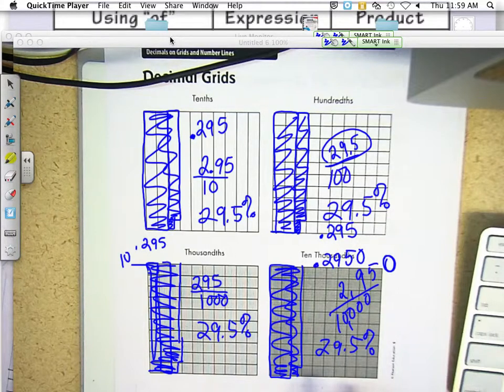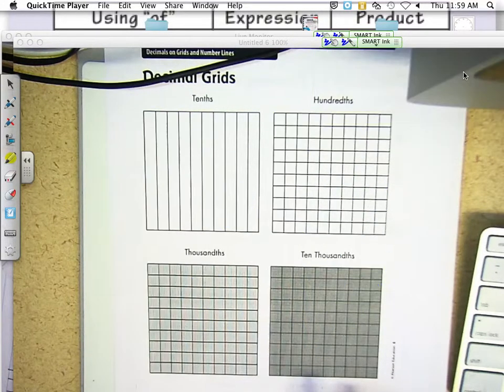Okay, clear the ink, please, and let's look at number 3. Last one that we're going to look at. Actually, we'll look at this tomorrow.